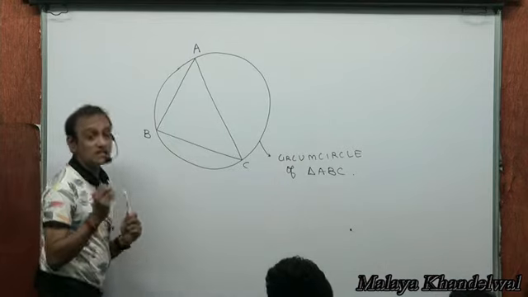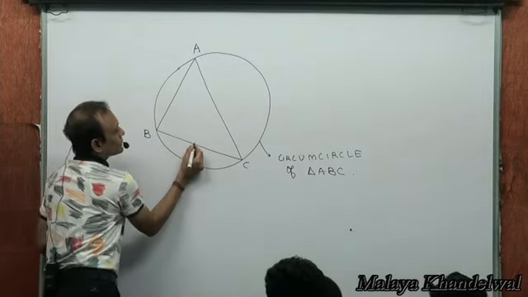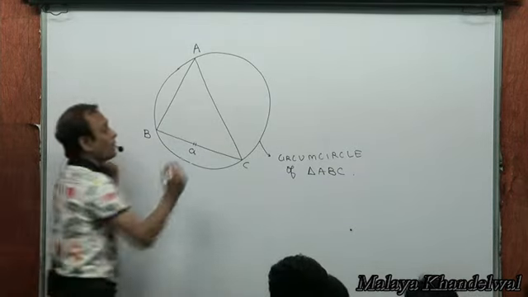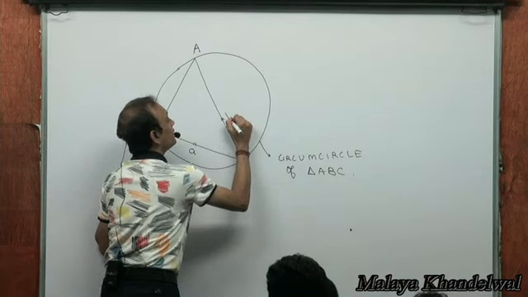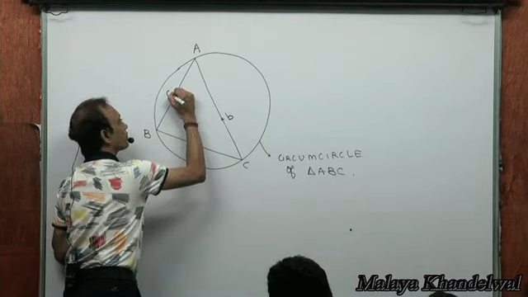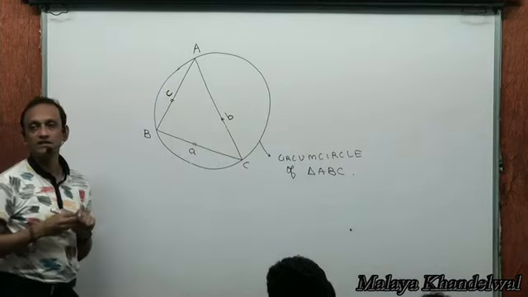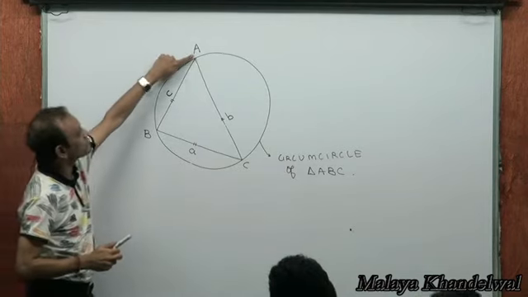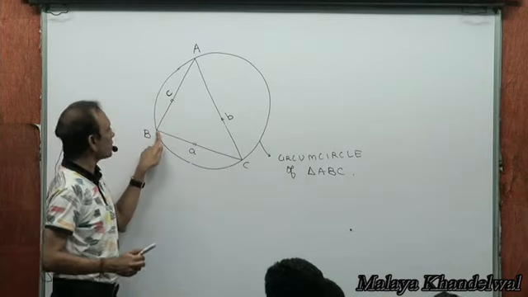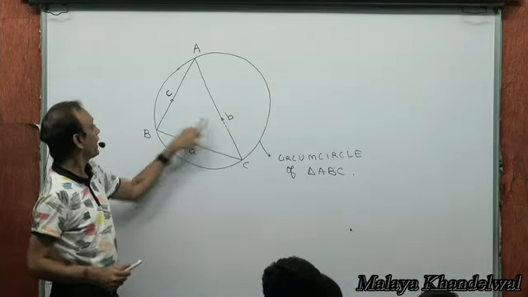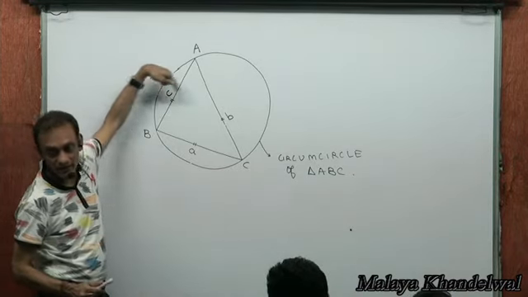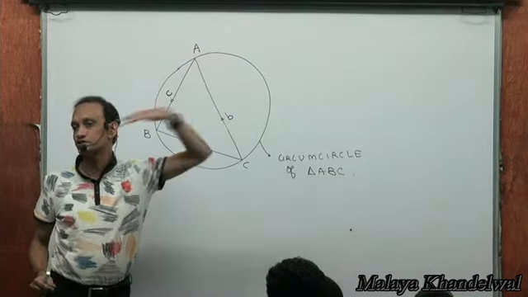Now, it is customary to call the side opposite capital A as small a, side opposite capital B as small b, and side opposite capital C as small c. That's a convention. Side opposite capital A, this side BC, is referred to as small a. AC, opposite capital B, is referred to as small b, and AB, opposite C, is referred to as small c. Right? Small a, small b, small c are sides of this triangle.